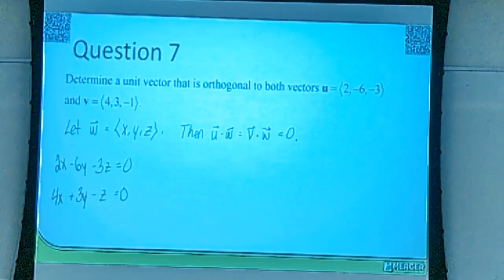Remember, the idea is to eliminate as many of the unknowns as possible. Well, it's going to be very easy to eliminate either x or y. Let's eliminate x. Why not? Multiply the first equation by -2 and then add.